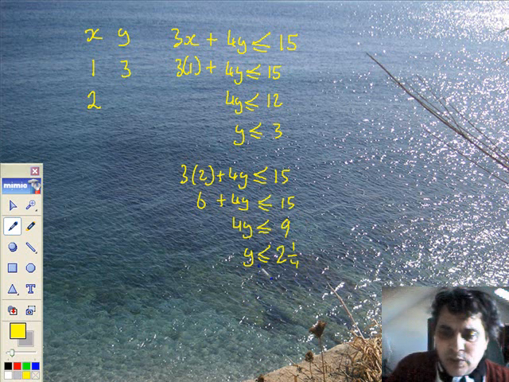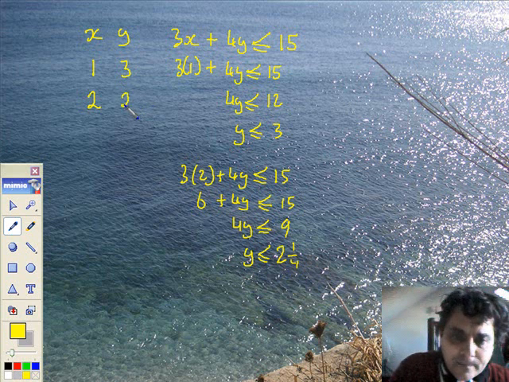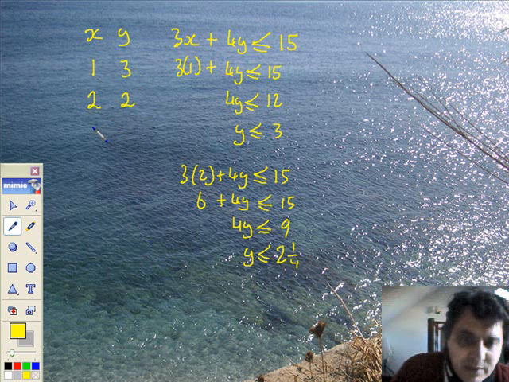So what's less than 2 1/4? A whole number is 2. Is that alright? So there's two solutions. X is 1, y is 3, x is 2, y is 2. Let's try x equals 3 and just see what happens, shall we? So here I go. I'm going to try x equals 3.